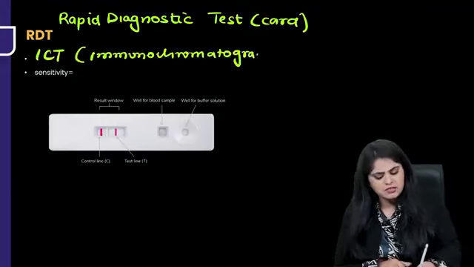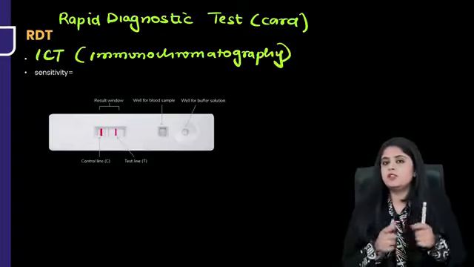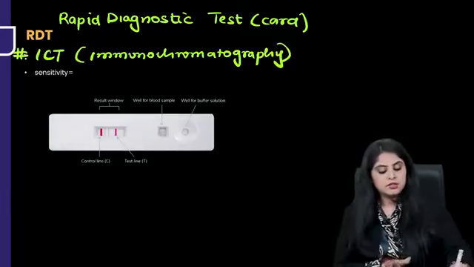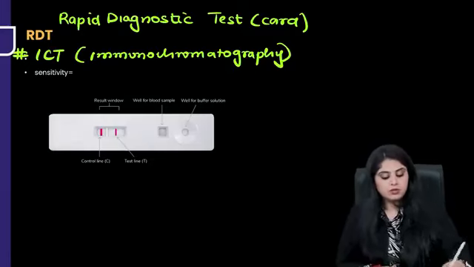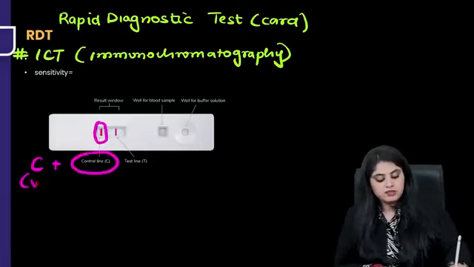Any kind of card test that is asked. It could be COVID wala, hepatitis B, C, HIV, urine pregnancy card test, malaria card test. Sabka principle is going to be immunochromatography. And what do you see over here? You have a control line. Control line always has to be present because that tells you that the test is valid. If the test line, now this is different.